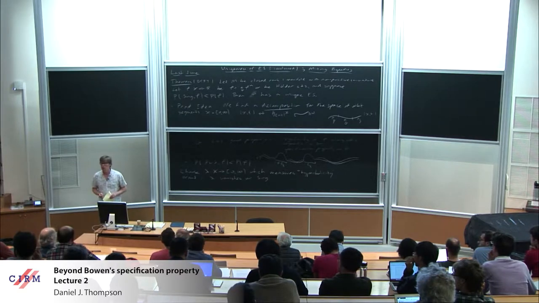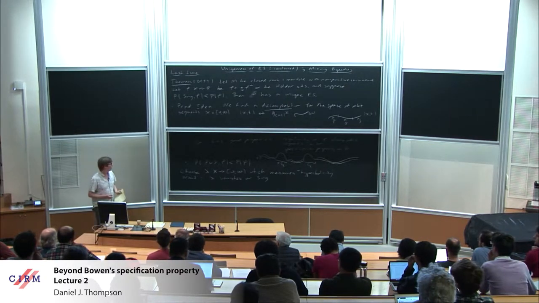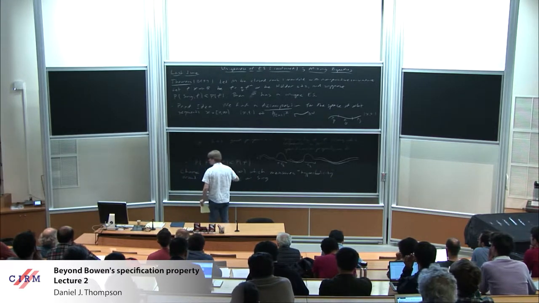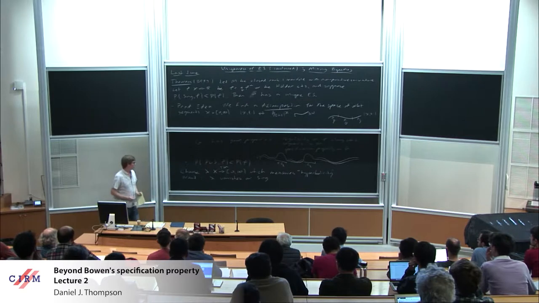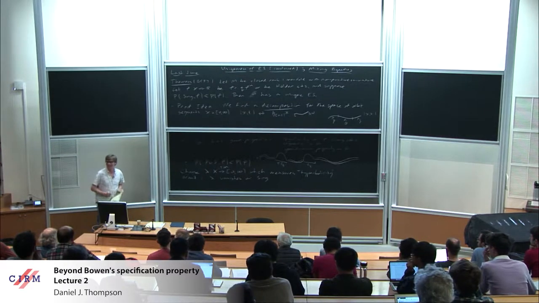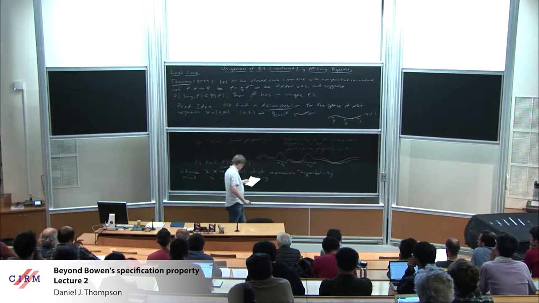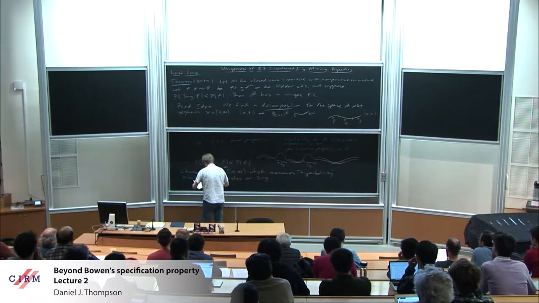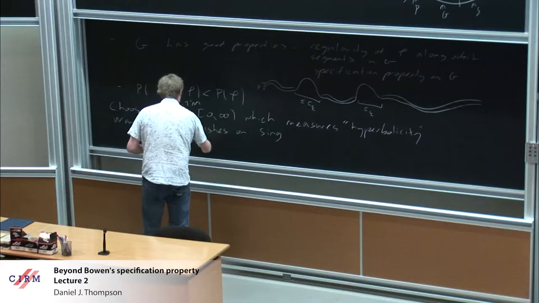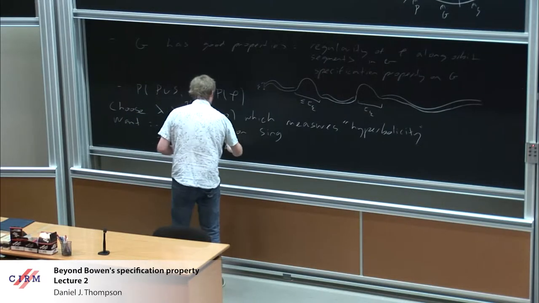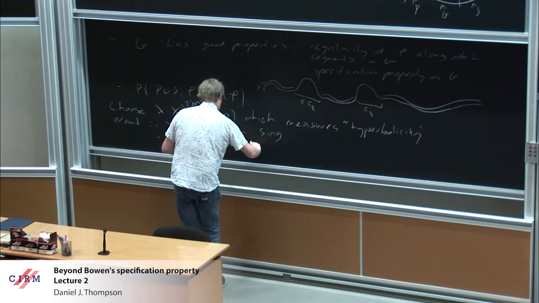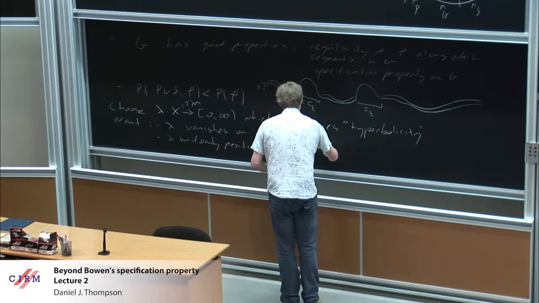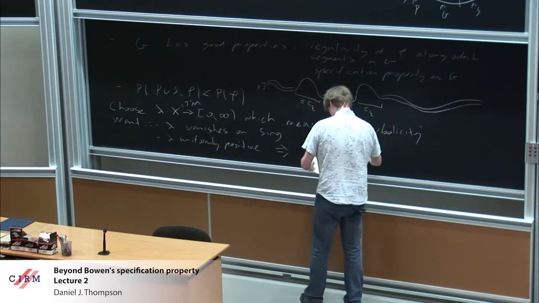Just remind us what X is. X, yes. X in our setting is the unit tangent bundle. And we want that if lambda is uniformly positive, roughly I want lambda uniformly positive to give me uniform estimates. Okay?